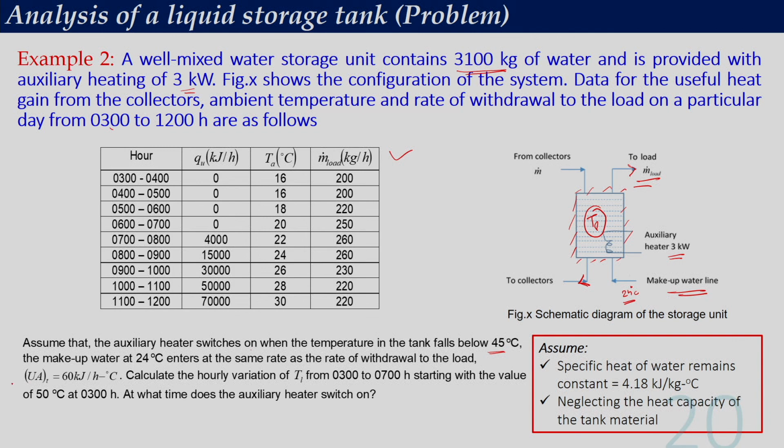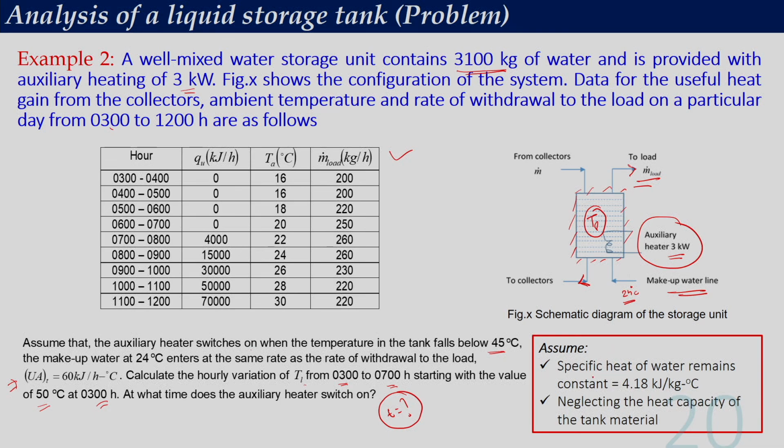The overall heat transfer coefficient multiplied by area, UA, is given as 60 kilojoule per hour per degree Celsius. Now, we need to calculate the hourly variation of T_L from 3 to 7 hours, starting with the value of 50 C at 3 hours. At what time does the auxiliary heater switch on? So, we need to find out the time when this auxiliary heater needs to turn on. This is quite an interesting problem and very practical.